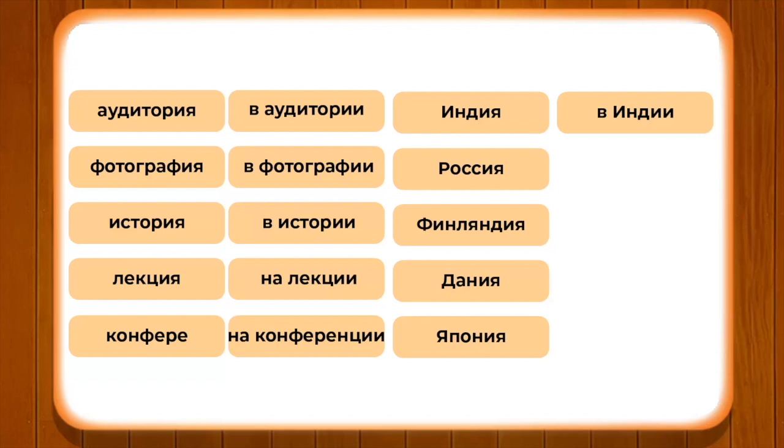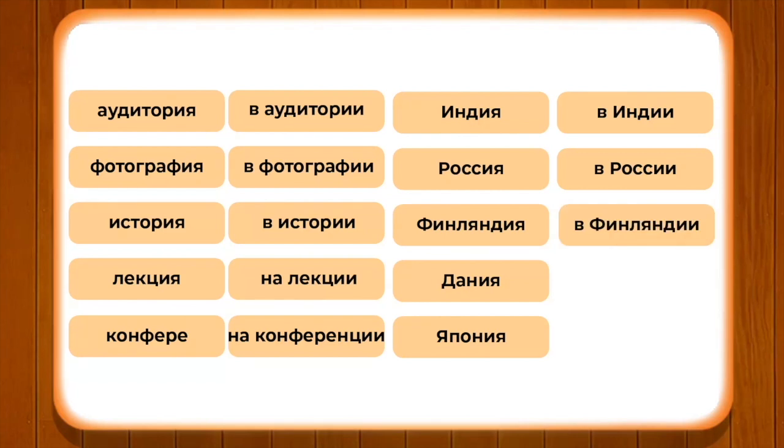Россия. Россия очень большая страна. В России живут много людей. Russia is a very big country. In Russia many people live. Финляндия, name of a country. Дания, в Дании, again name of a country. And Япония, в Японии. So the same is the case with Россия, Индия, Финляндия, Дания and Япония.